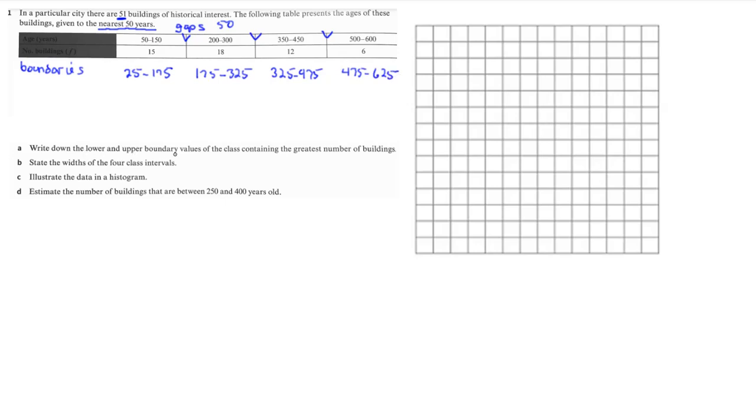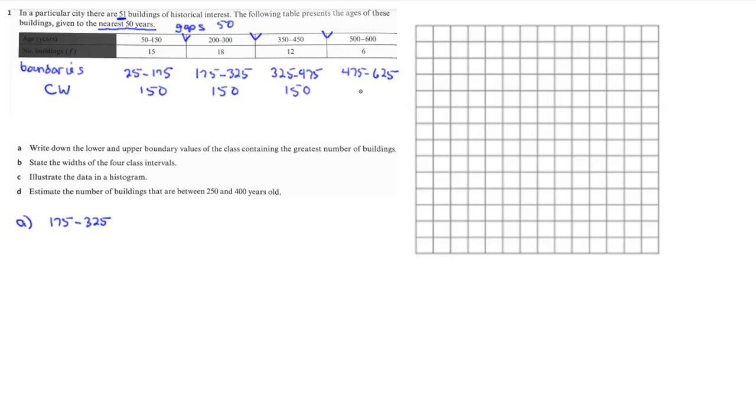So now the next thing I'm going to do is, it says the largest number of buildings. Well, that's this class that's got 18, and its boundary is 175 to 325. I'm going to write that down. And then B, it says state the widths of the 4 class intervals. So the class width for each one of these is going to be 150.